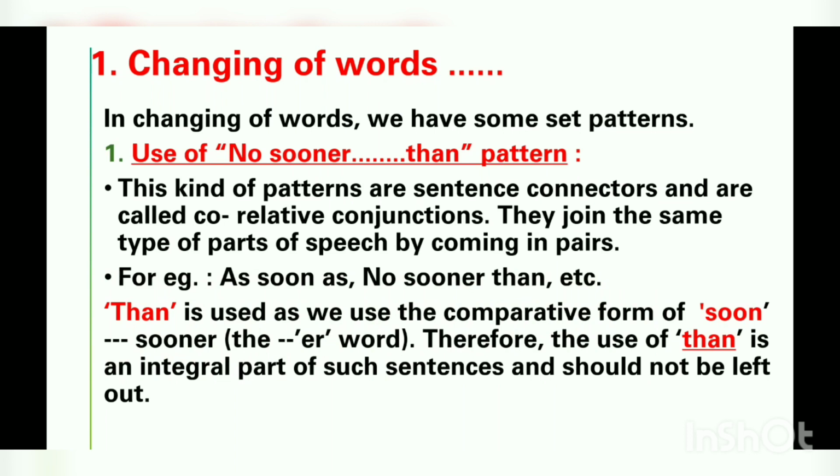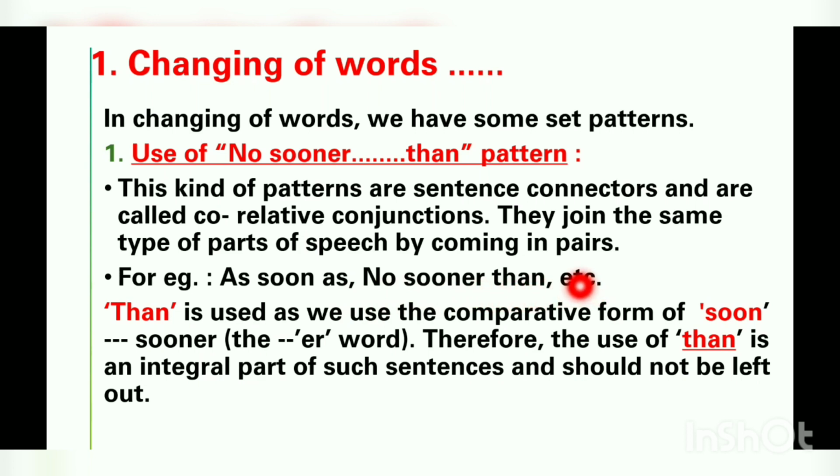And in the first one, we have the first usage here, use of the no sooner than pattern. So these are set patterns. Let's see what they mean. This kind of patterns are sentence connectors and are called correlative conjunctions. So they join the same type of parts of speech by coming in pairs. So as soon as, no sooner than, etc.